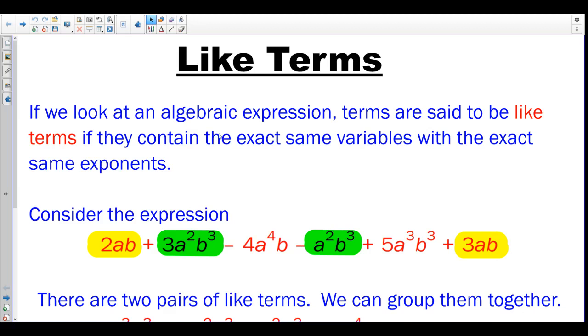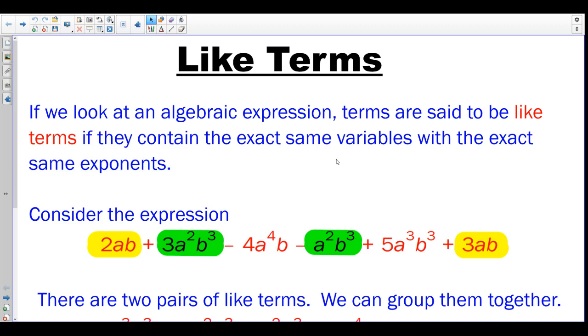Hi grade 9s. Today we are going to do a lesson on finding like terms symbolically. We used algebra tiles last class. This class we're going to do it without algebra tiles. We're going to do it with algebra. All right? So let's go ahead and get right down to it.